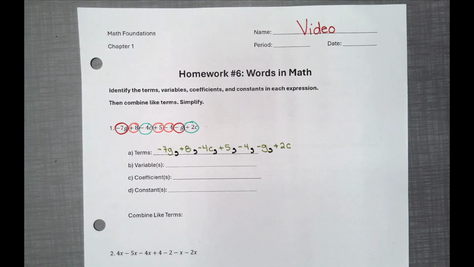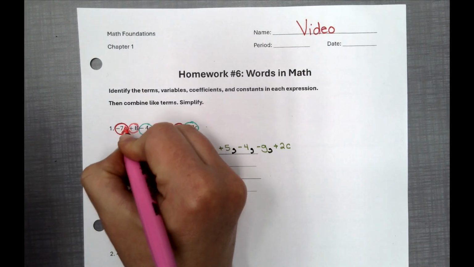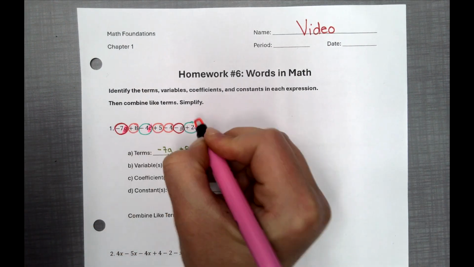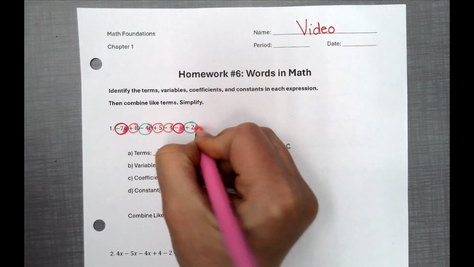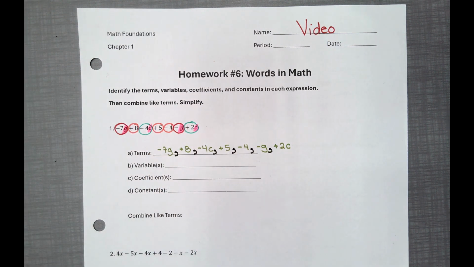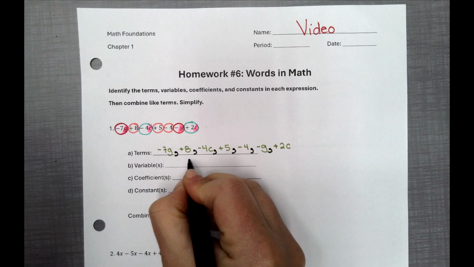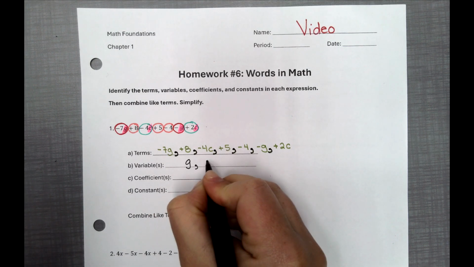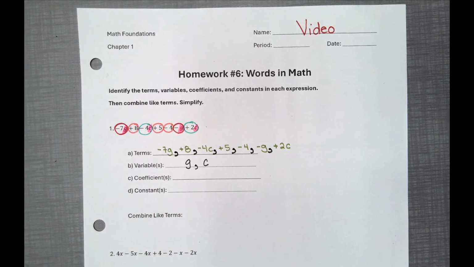Now the variables are our letters. So what letters did we get? Well, I had a G, I have a C, I have a G, and a C. So what kind of two different letters do we have? We have a G and we have a C. Now we only are going to write that once because we have two different letters.